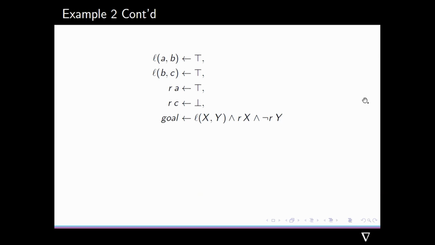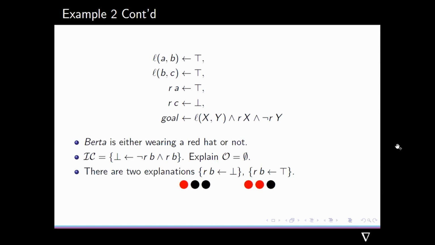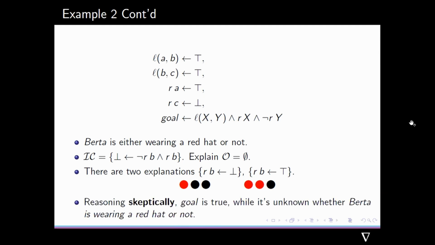But here we should consider that there is an implicit disjunction, which is Berta is either wearing a red hat or not. For that, we use the integrity constraint false if not RB and not RB's complement. Then we use abduction to explain the empty observation. We can find 2 explanations that satisfy the integrity constraint, which are that Berta is wearing a red hat and that Berta is not wearing a red hat. And in both cases, we can see that there's always a person with a red hat looking at a person without a red hat. So the goal is true, but it's unknown whether Berta is wearing a red hat or not when we use skeptical abduction.